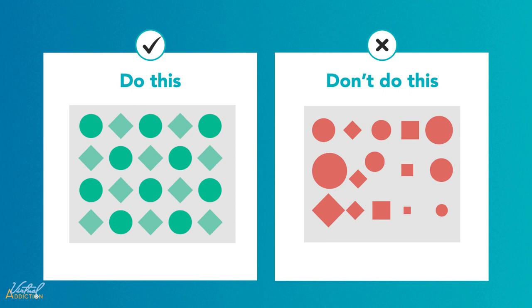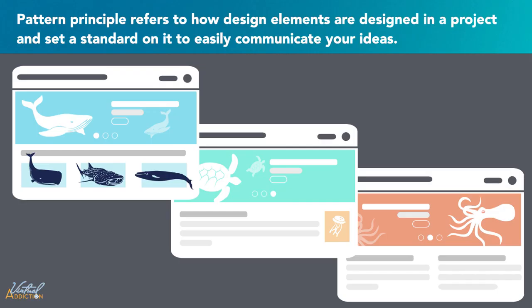Think of the way gift wrapping is usually made up of a few different repeating elements. That's a pattern. The pattern principle also refers to how design elements are laid out in a project and set a standard on it so that it easily communicates your ideas. As a general rule, it's best to use colors, textures, and shapes to create patterns. Try to avoid doing so with words. It tends to just give people headaches.